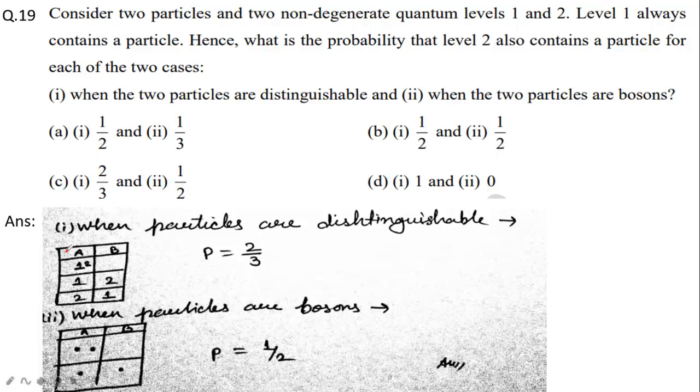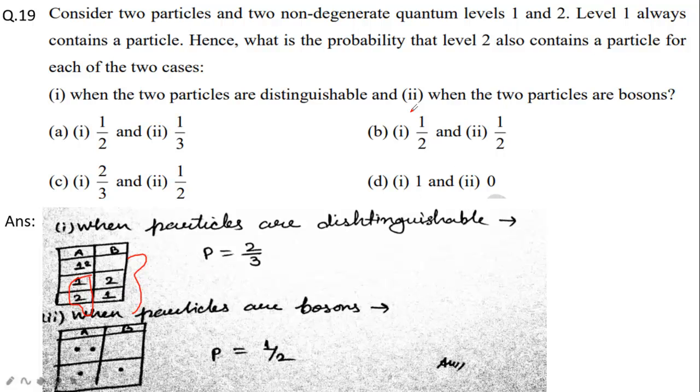So in the first energy level A, 1 and 2 both can stay. The second way may be in A energy level one particle, in B energy level another one. And the reverse process is also possible. So for at least one particle in a state will have probability 2 by 3. Total number of ways you can see is 3. Okay, and level 1 always contains a particle. That means if level 1 is always containing a particle, the other particle will be in level 2. So there are two ways. So P equals 2 by 3.